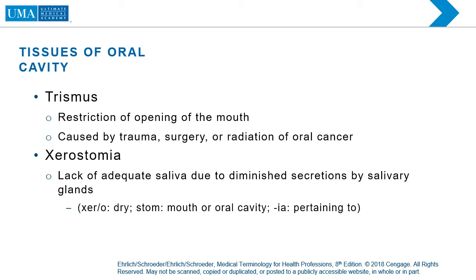Xerostomia is also known as dry mouth, and this is the lack of adequate saliva due to diminished secretions by our salivary glands. Let's break this down. Xero, X-E-R with the combining form letter O added, means dry. The stome, S-T-O-M, means the mouth or the oral cavity. And then, of course, the suffix ia means pertaining to.